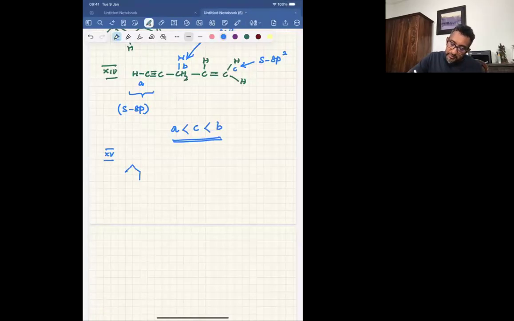Right? Benzene. Right? And then you have carbon, triple bond carbon, CH2, CH, double bond CH2.